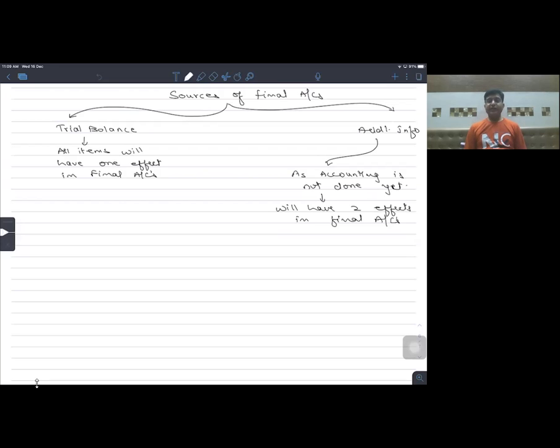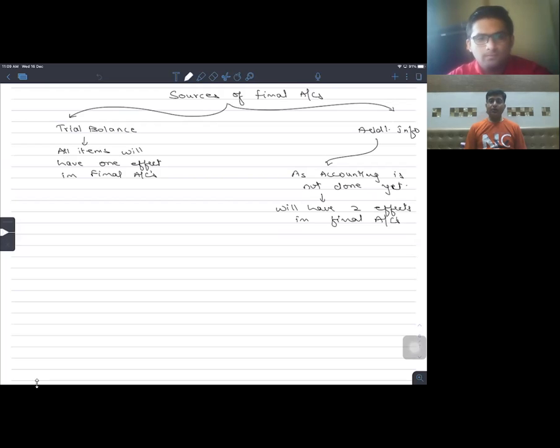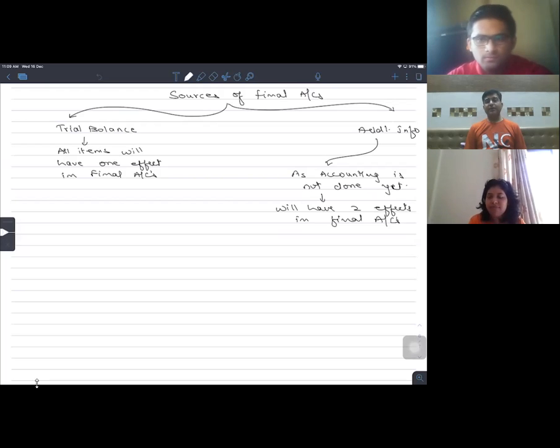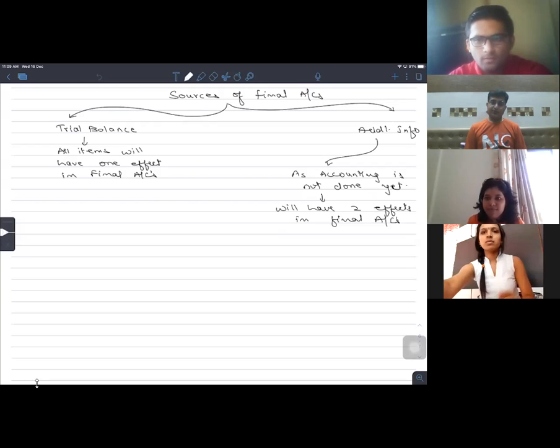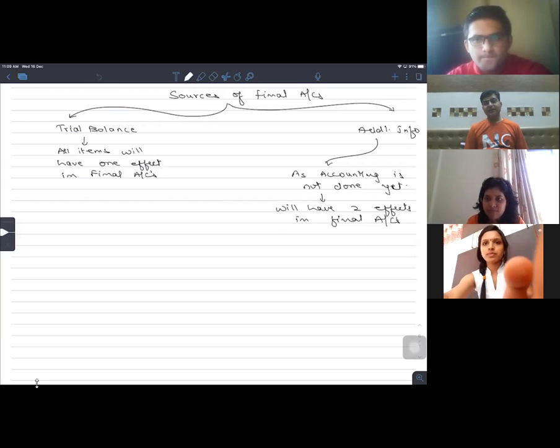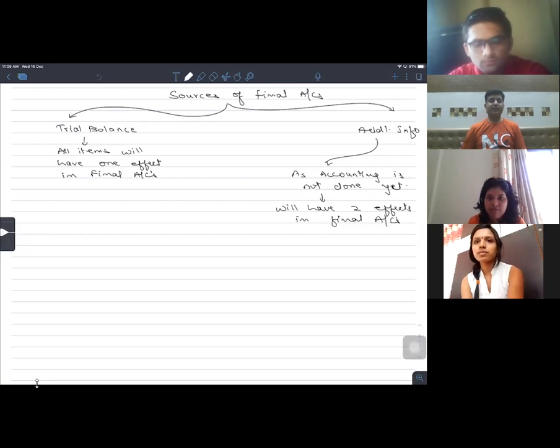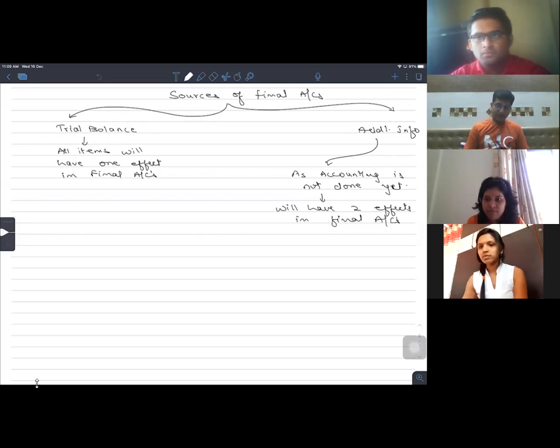The next point that we need to understand is how these adjustments will appear in the final accounts. How will the trial balance items appear in the final accounts, and how will the additional information adjustments appear in the final accounts? That's what we are going to talk about. Let's first talk about the trial balance items now.